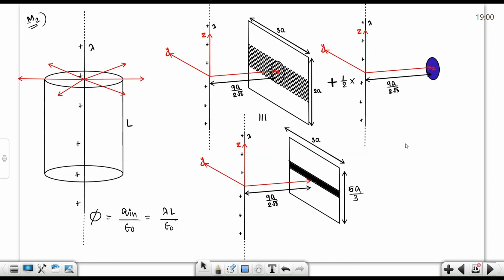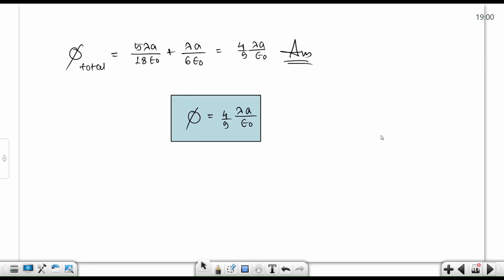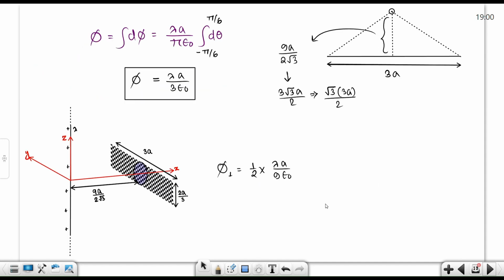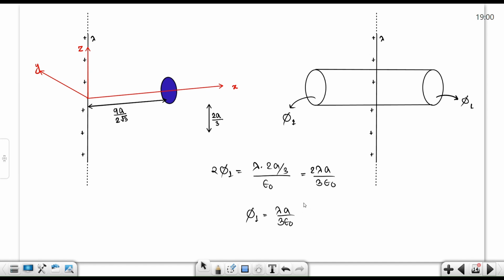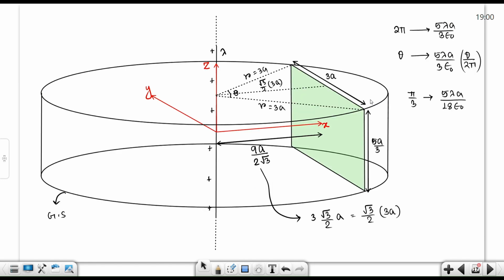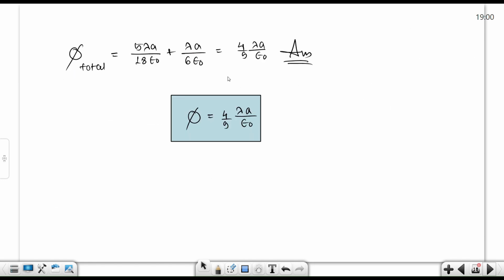Now I will add the flux through this circular part. So the flux through this circular part we have already calculated in the previous method, that is lambda a upon 3 epsilon naught. So the half of the flux through this will be added to this value, and then we will get our final answer. So this is a very good method and a good observation.